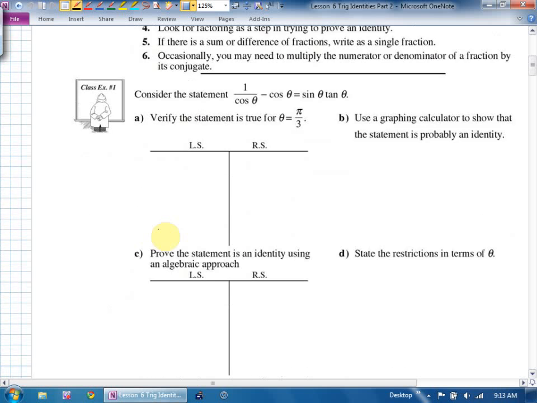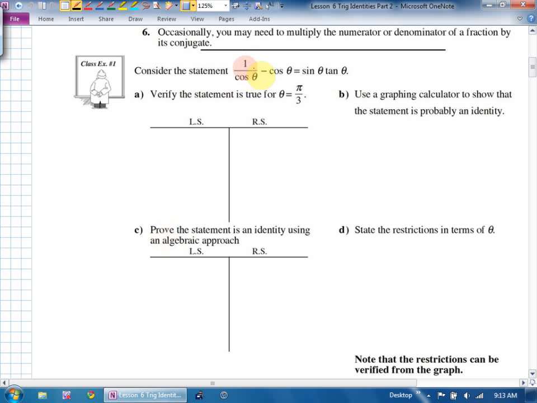Consider this statement here. First of all, it says, verify the statement is true. It is. I'm not going to do that. But if you put pi by 3 on your calculator there and there, type this in and press equals, you'd get the same decimals if you put pi by 3 there and pi by 3 there, type that in and press equals.